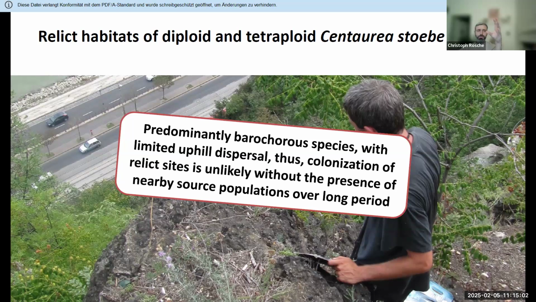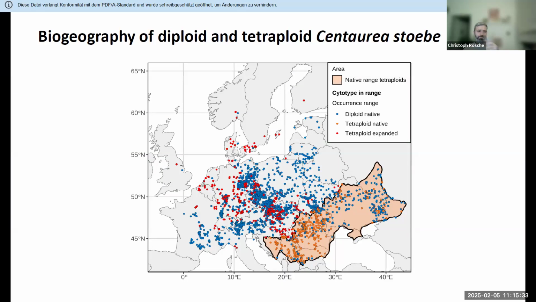The occurrence of tetraploid populations in these relict habitats was particularly interesting to us because Centaurea stoebe is a predominantly barochorous species with limited uphill dispersal. Colonization of these relict sites is very unlikely without the presence of nearby source populations over an extended time period. We used the spatial patterns of this habitat-specific distribution information plus phylogeographic information from several population genetic data sets to distinguish between native and expanded ranges of tetraploids and diploids. I won't go further into details, as I don't want to give a methods talk today.